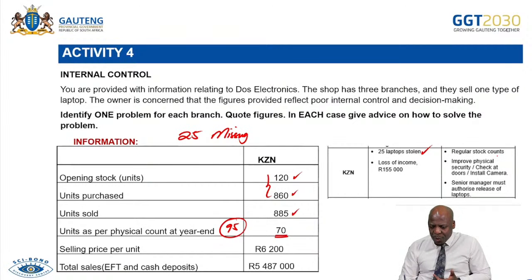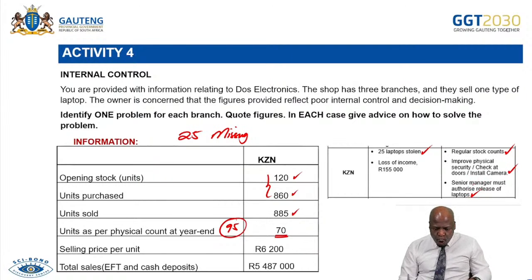What do we do? We need to do regular stock counts. That is one of the internal control measures that we can put in place. And then we can improve physical security, check at the doors, and install cameras. All right. And then we can have a senior manager who can authorize the release of laptops.